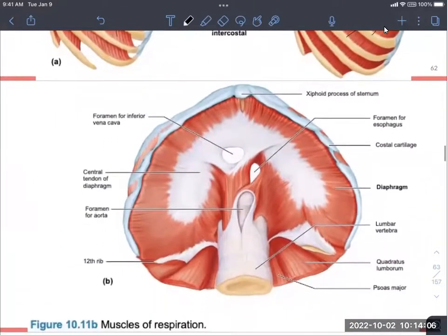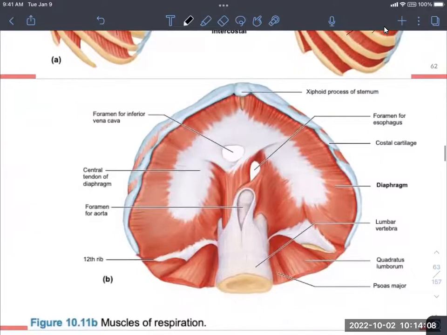Your diaphragm. Just for an idea, this is the central tendon of the diaphragm. This whole portion I'm coloring in yellow. This is where this muscle will insert.